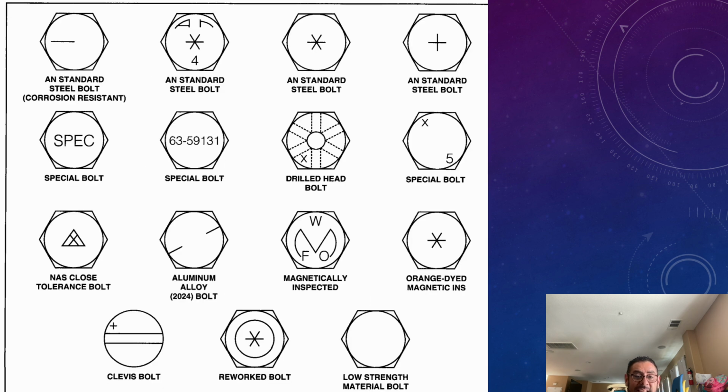Here we have an AN standard steel bolt. AN standard steel bolts, corrosion resistant, will be the first one up top here. The steel bolt. So these are all common. Now, special bolts will have some type of specification. The drilled thread bolt. So get familiar with these.